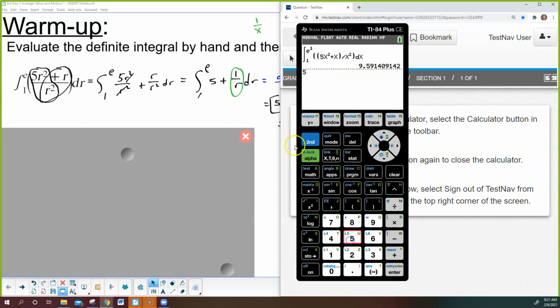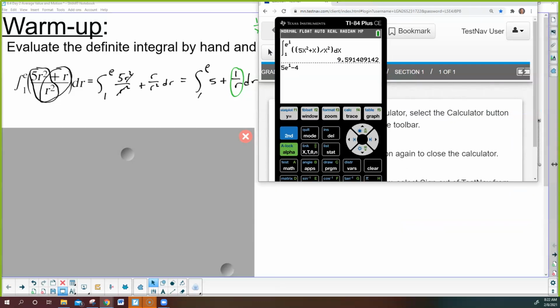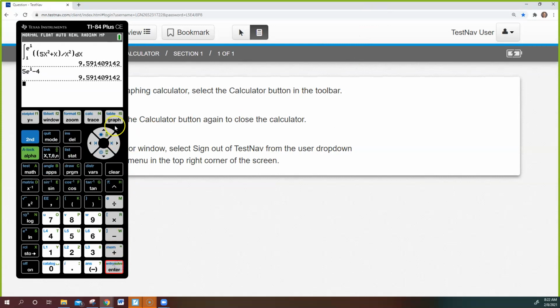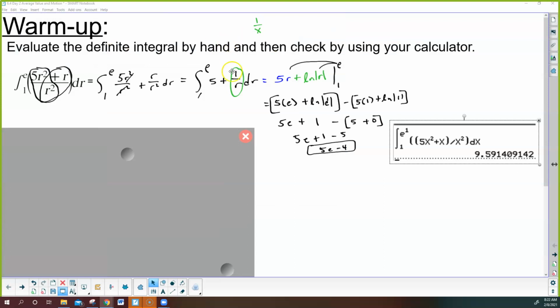So let's do 5 to the power of e, or excuse me, 5e to the first power. I think I said minus 4. Yeah. And notice those values are exactly the same. So equivalent expressions, that is a skill that you should definitely be used to. We're going to do this a lot more as we go along.